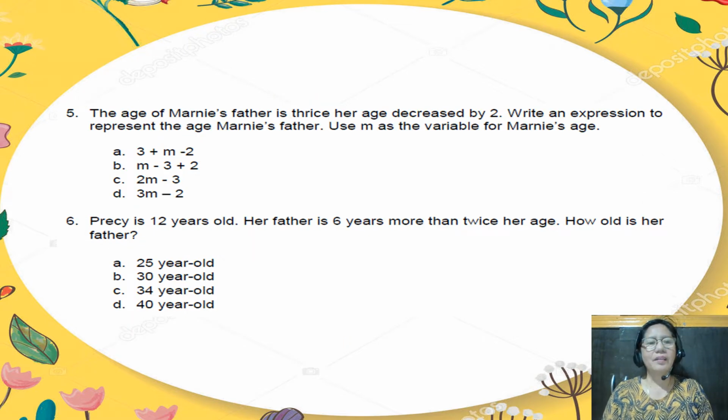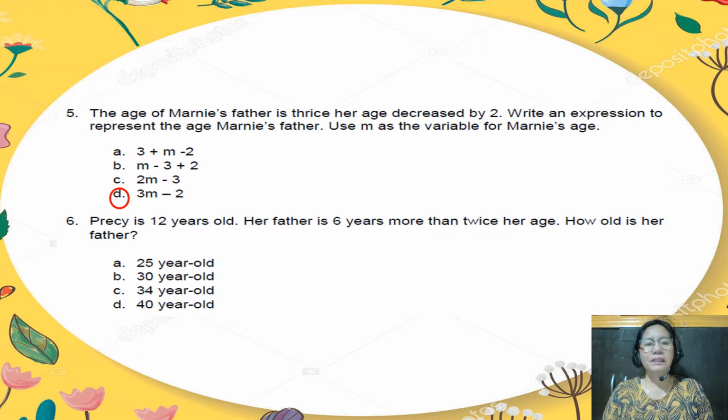Number 5, the age of Marnie's father is thrice her age, decreased by 2. Write an expression to represent the age of Marnie's father. Use M as the variable for Marnie's age. Since it is thrice her age, we need to say 3 times M or 3M. Decreased by 2, that is minus 2. So the final answer is 3M minus 2. So that is B.